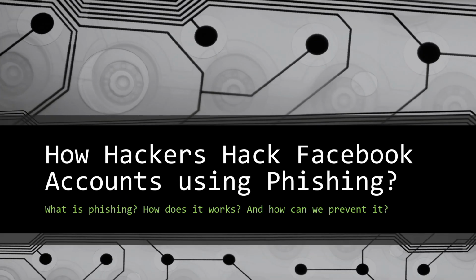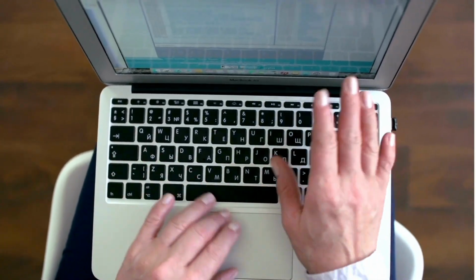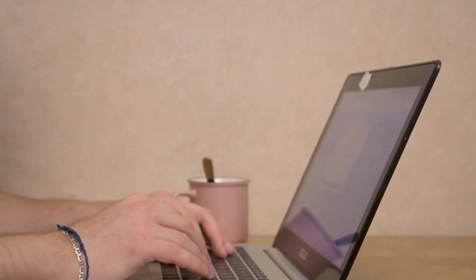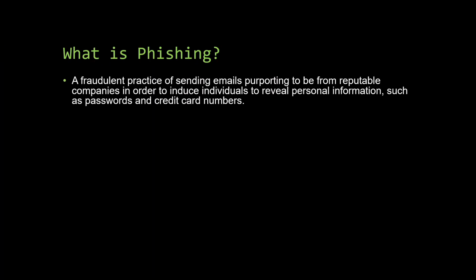The main question here is, how do hackers hack Facebook accounts using phishing? For this video, we will be focusing on one of the most commonly used hacking techniques in the cyber world, phishing. When we search for the meaning of phishing, Google will show you different results. One of them will tell you that phishing is a fraudulent practice of sending emails purporting to be from reputable companies in order to induce individuals to reveal personal information such as passwords and credit card numbers.